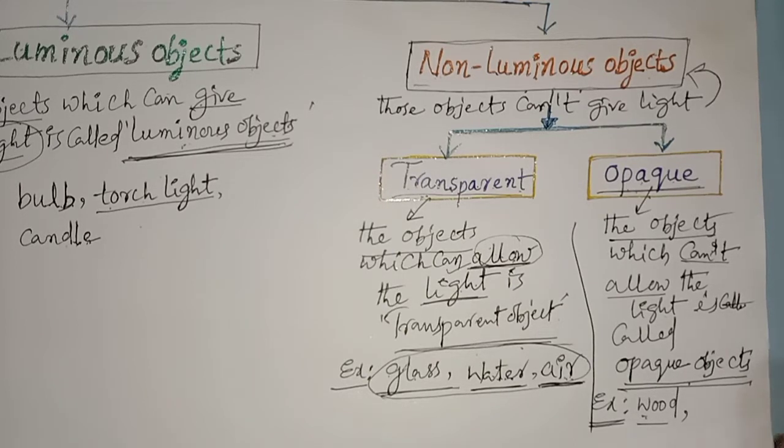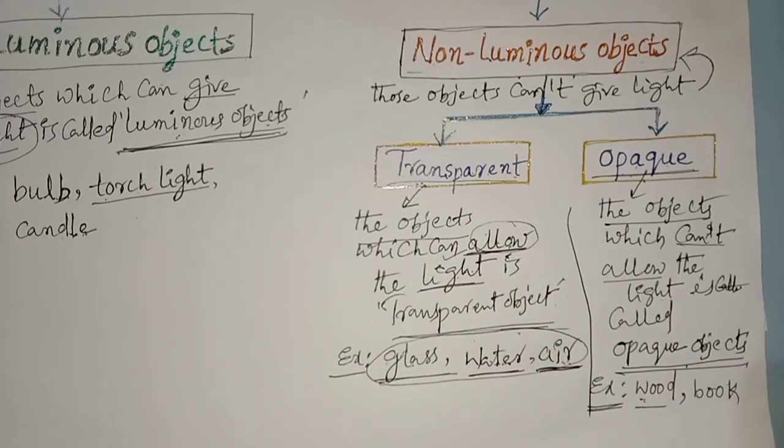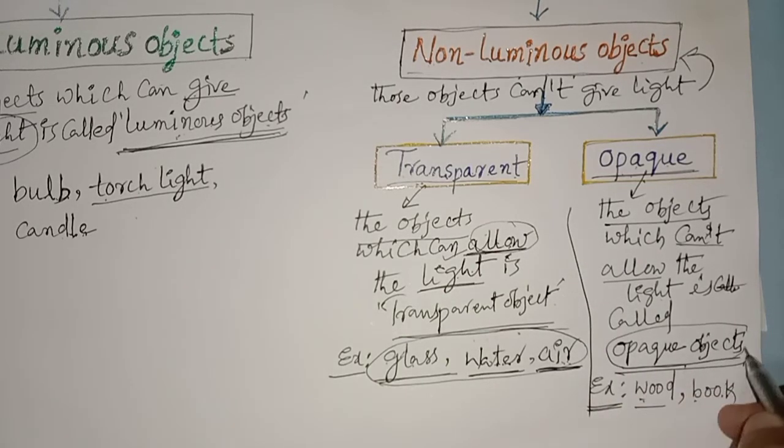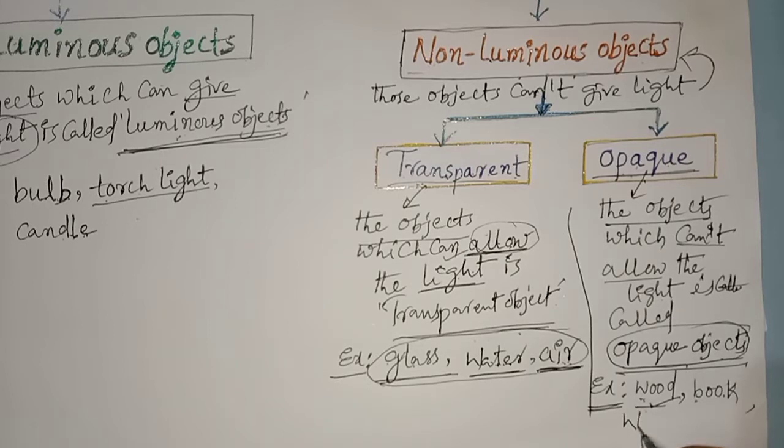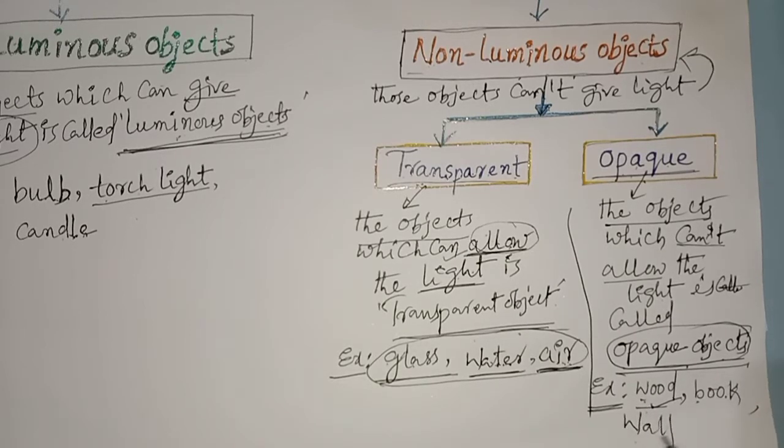Now let us take one more example. Book. Does a book allow the light? No. So a book can't allow the light. So we can say a book is an opaque object, and wood is an opaque object. Now let us consider one more example: wall. Does a wall allow the light? No. So a wall becomes an opaque object.